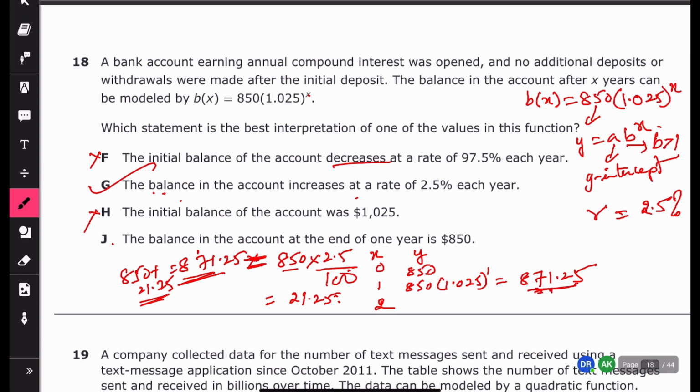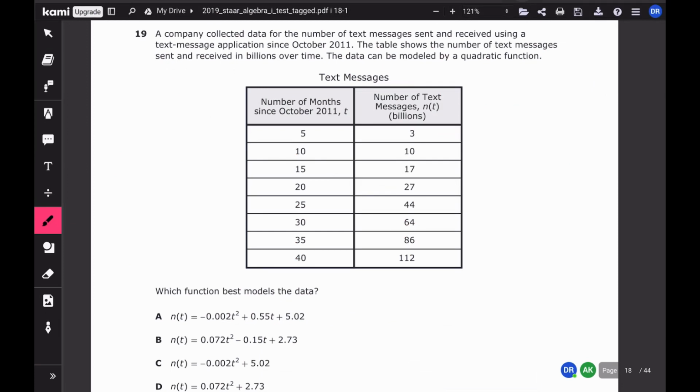Next, if you add 21.25, you're getting 892.50, around 893 it is somewhere. So in this way it's going on increasing. If you keep adding 21.25, the balance in the account increases at the rate of 2.5% each year, which is the correct answer.